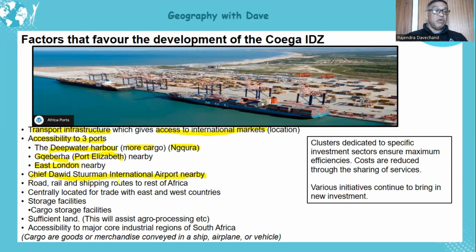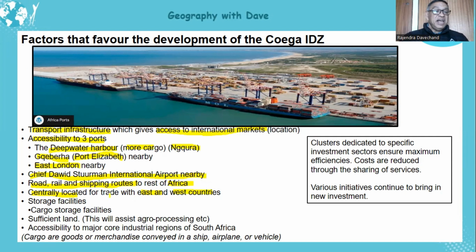And then we have road, rail, and shipping routes to the rest of Africa. And remember, Africa is an important trading partner of ours. So we can encourage that with our routes like rail and road, besides shipping. It's very, very important. Another thing about this area, it's centrally located for trade between east and west, which is beautiful because we are towards the center. So we have easier accessibility to the eastern countries and the western countries.